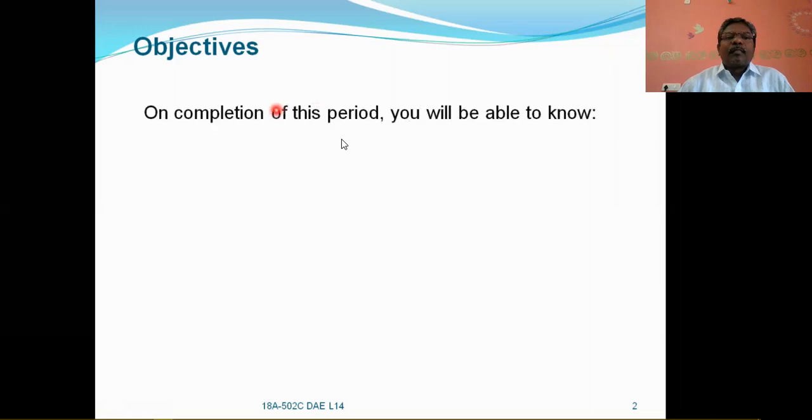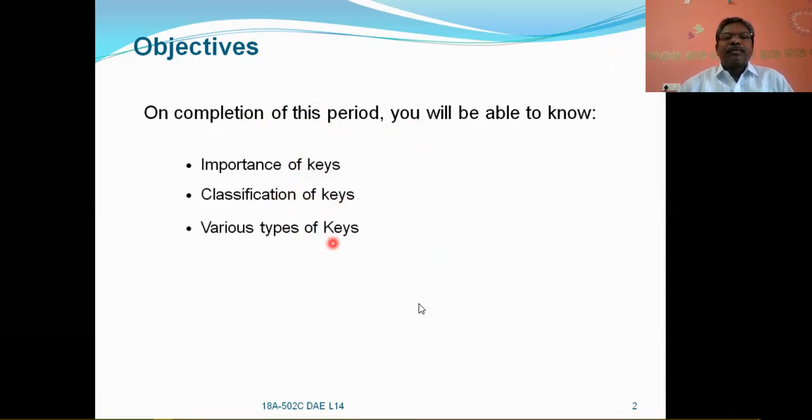The objectives of this lesson are, on completion of this period or the lesson, you will be able to know importance of keys, classification of keys, various types of keys, and the keys materials. So now keys.